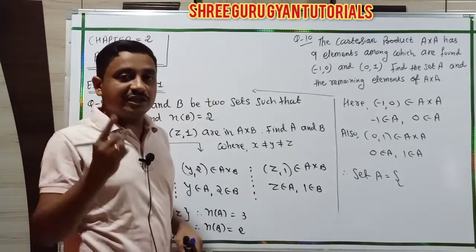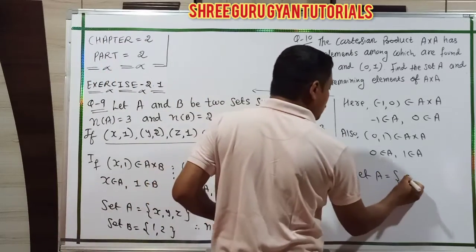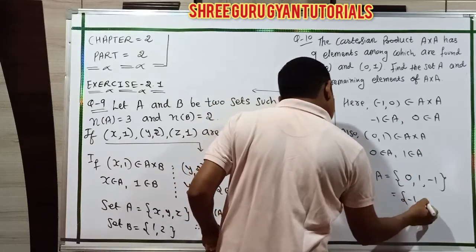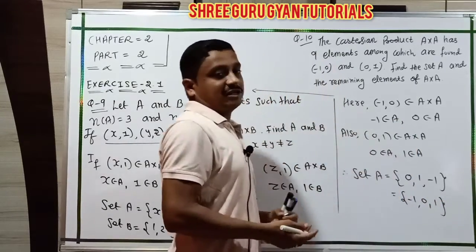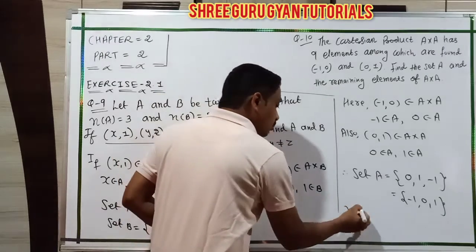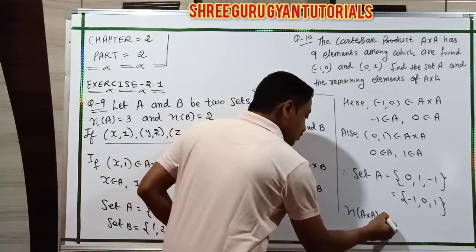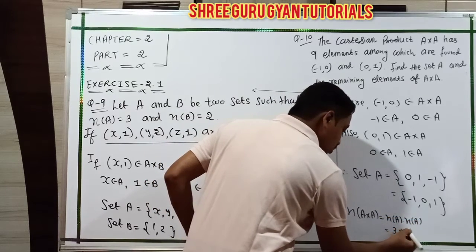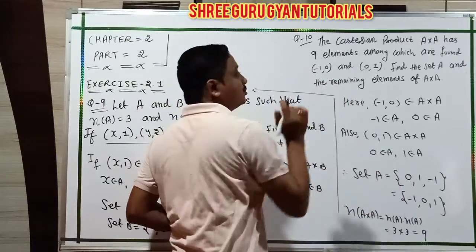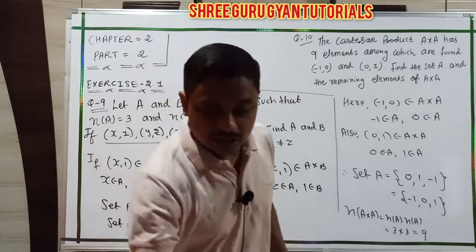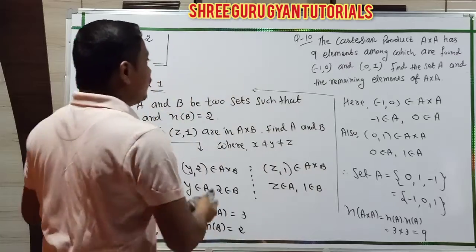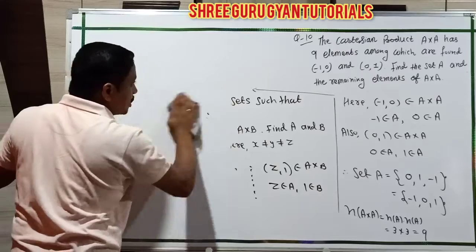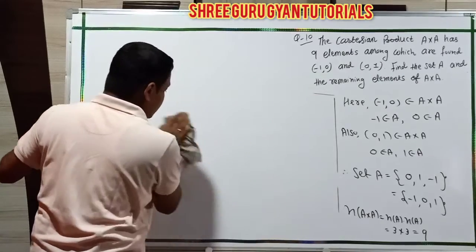It means your set A is ready, students. The elements without repetitions are 0, 1 and -1. Rearranged, they are -1, 0 and 1. These are the 3 elements. You also check the number of elements of A cross A, which is number of A into number of A, 3 into 3, which is surely the 9 given. Now students, my target is to find the remaining elements.